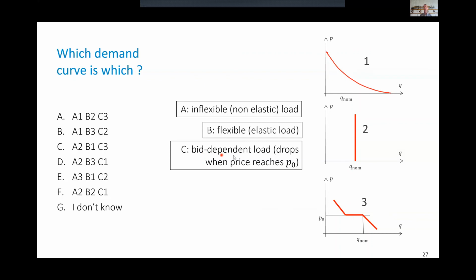here. And a bid-dependent load means that when the price reaches some level here, then we may want to reduce some amount. The price becomes too expensive for us. We want to stop consuming. By the way, David's house with the MPC that we've equipped it with last week is a kind of bid-dependent load, in the sense that when the price gets high, we refuse to heat, or we try to avoid heating.